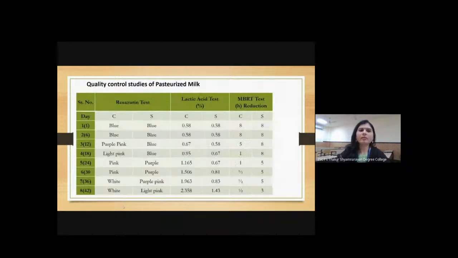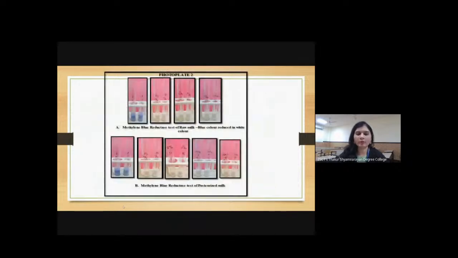Next is the quality control studies of pasteurized milk: the refrigerant test, lactic acid test, and methylene blue reductase test. According to this observation, the milk was stable from 24 to 42 days. That is, according to the observation of the pasteurized milk, by using the Bactosine, the shelf life of pasteurized milk increased up to 42 days.